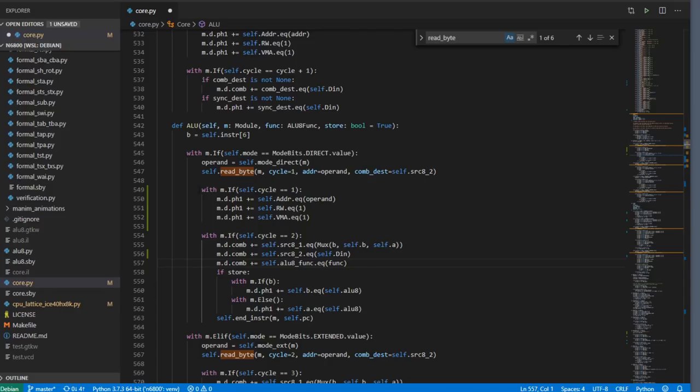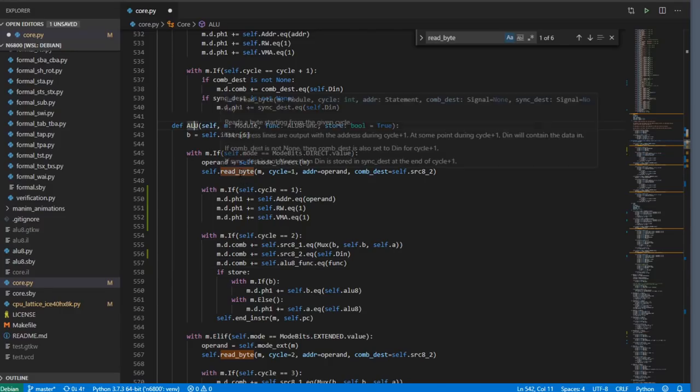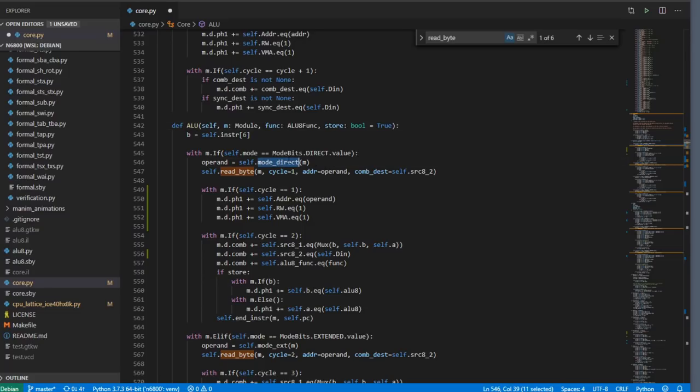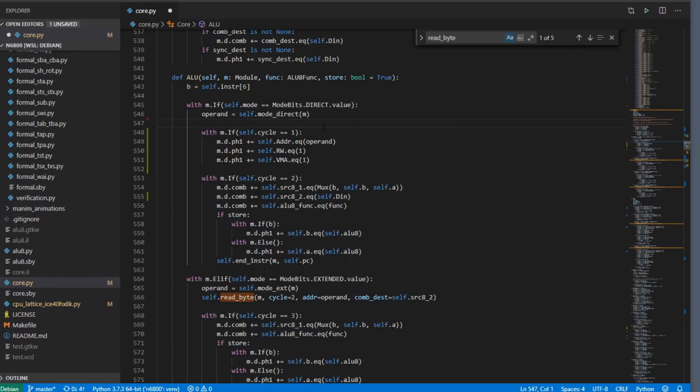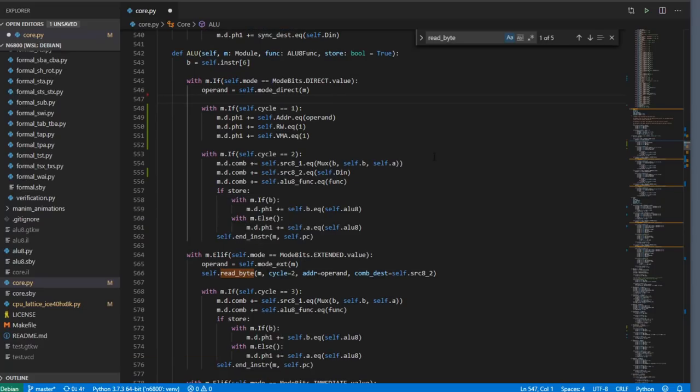So here's an example of doing that. This is in all of the ALU instructions. After we read the 1 byte address for mode direct, we go ahead and read the byte that comes out of that address. So by substituting in the code that was in read byte, now we are reading in the address, which is the operand, and we are putting the result in source bus 2. Now I can just get rid of this and hope that somebody somewhere will see an optimization that can be done. And I'll do that for all the read bytes and see what happens.